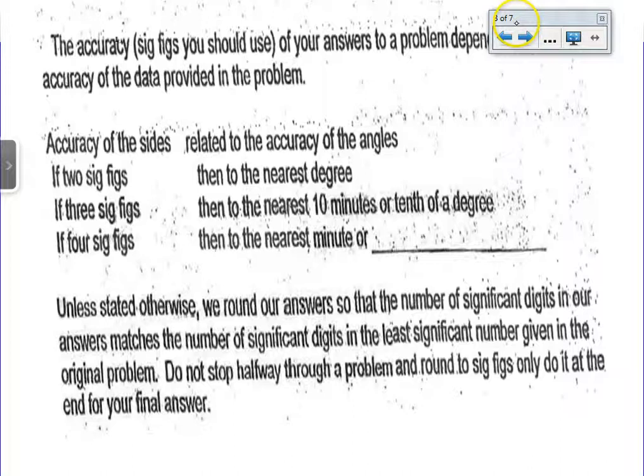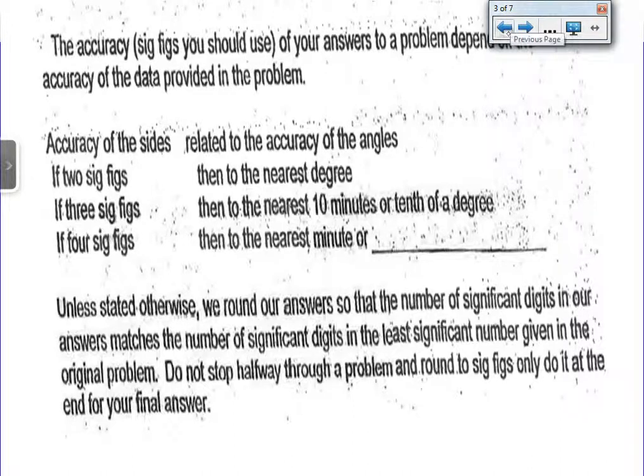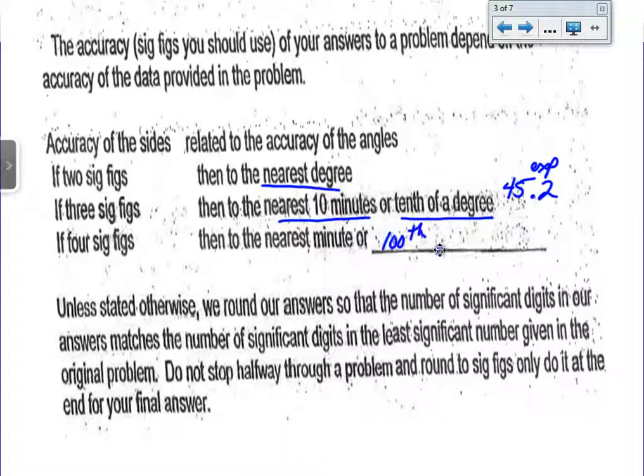Now the rule in this textbook, if you're ever looking in the back as to why they rounded their answers the way they did: if there are 2 sig figs in the problem, then you round your angles to the nearest degree. If there are 3 sig figs, then you round to the nearest 10 minutes, which is the same thing as a tenth of a degree. So as an example, you would round 45.23 to 45.2. And if it's 4 sig figs, you'd round to the nearest minute or the nearest 100th of a degree. So that would be 2 decimal places.